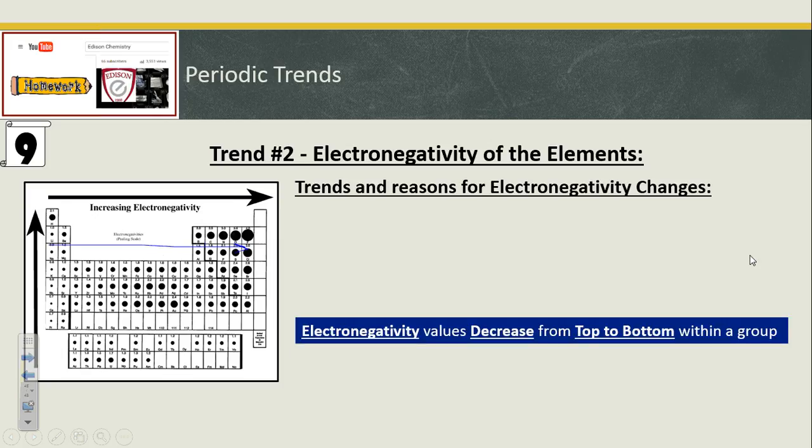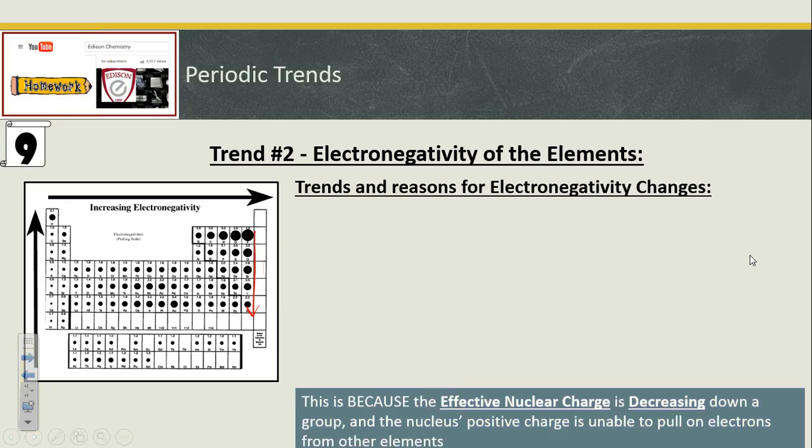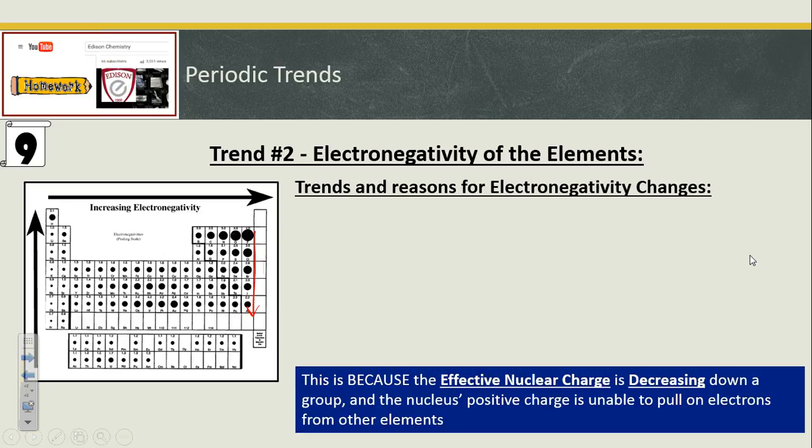Electronegativity decreases from the top to the bottom because as you add more shells of electrons, you get more and more shielding effect. The kernel electrons in the middle shield the valence shell from the effective nuclear charge because effective nuclear charge is decreasing and the nucleus positive charge is unable to pull on those electrons from other elements quite so well.